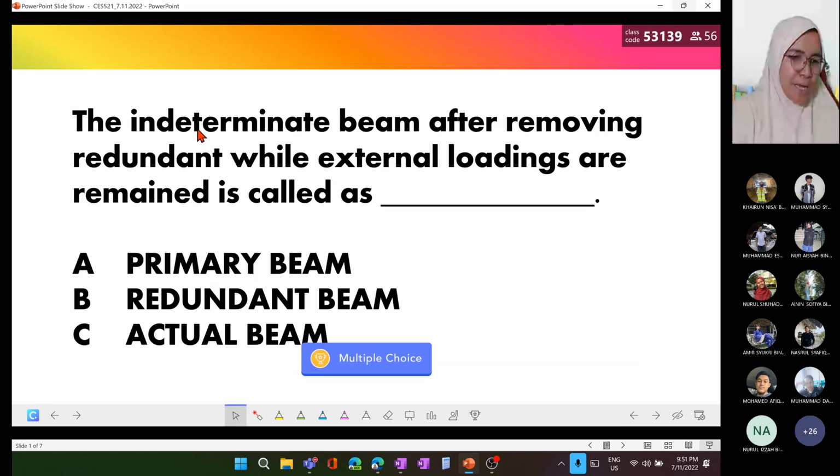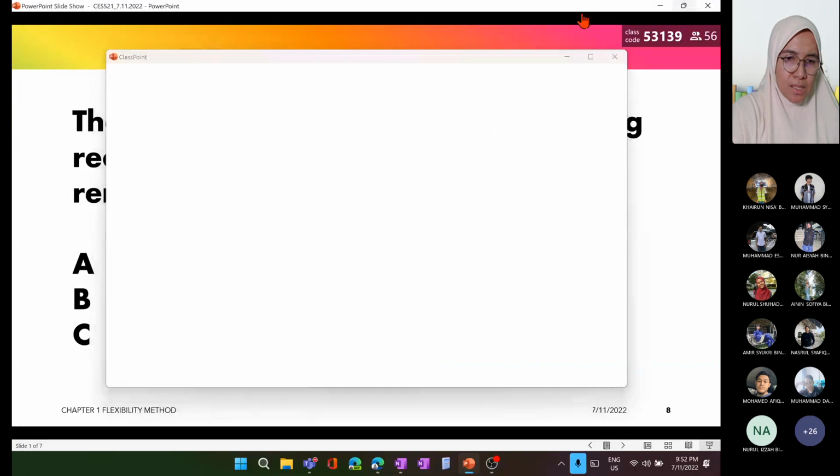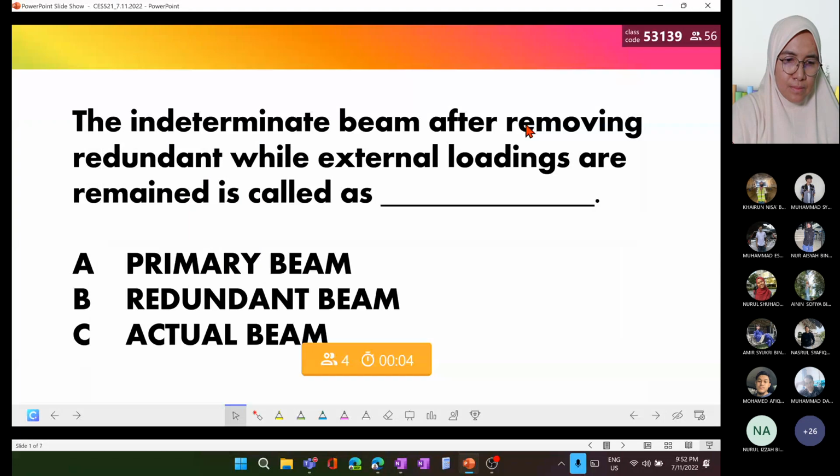The indeterminate beam after removing redundant while external loadings remain is called as A, primary beam, B, redundant beam, C, actual beam. Choose the correct answer. 2 minutes. Thank you. We have 57 right now.